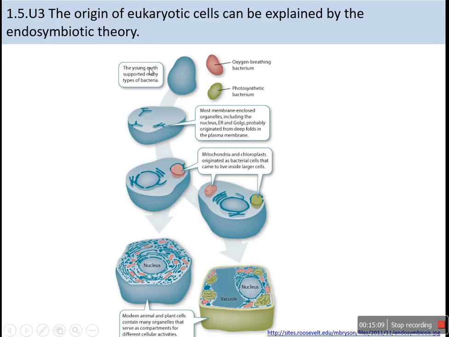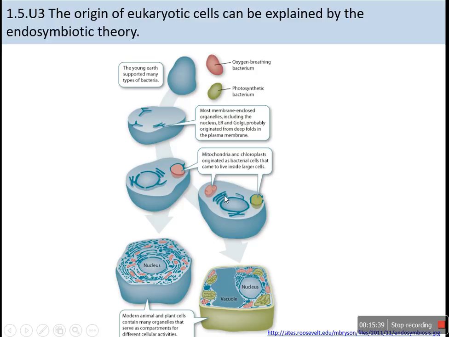So the last one is looking at the origin of eukaryotic cells and how it can be explained by the endosymbiotic theory. The evidence supporting the endosymbiotic theory for mitochondria and chloroplasts is, first of all, that they have their own DNA, which is naked and circular. When I say naked, I mean it isn't associated with proteins like our own DNA is.